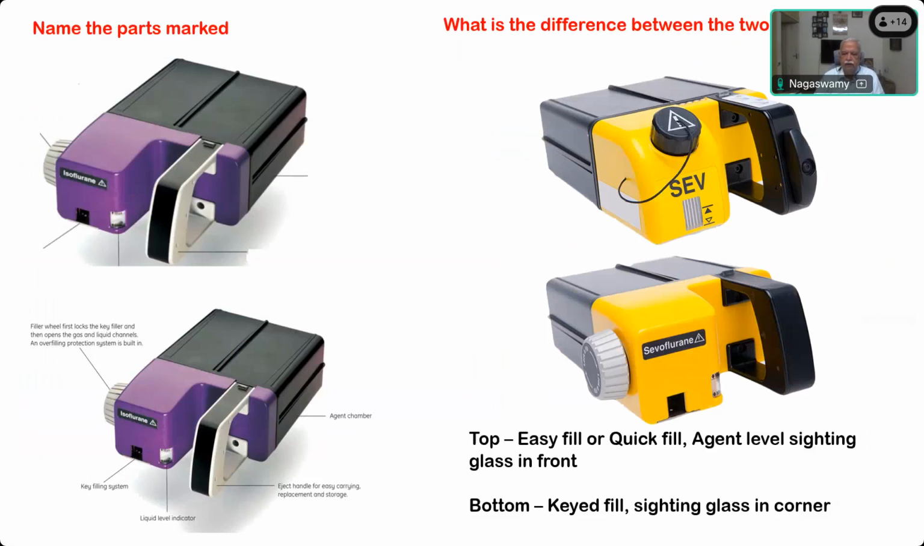So the top is easy fill or quick fill. Agent level sighting is in the front, whereas here the bottom is the keyed filling and the sighting glass is at the corner. See, this is the sighting glass for seeing the level, whereas here it is seen very clearly. So this is an advanced model compared to the older model.